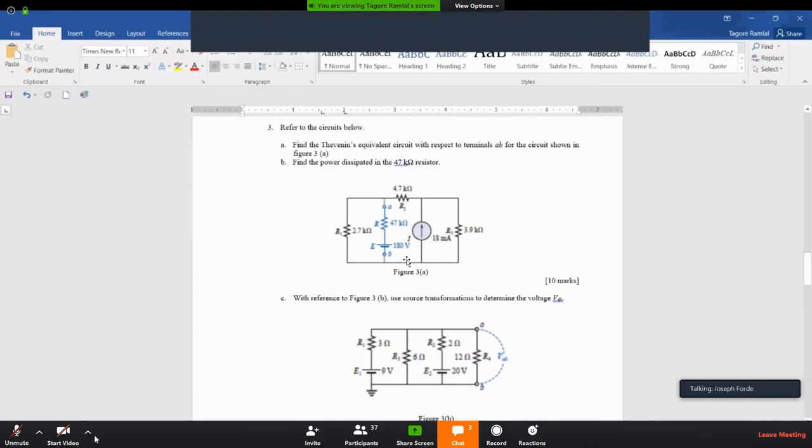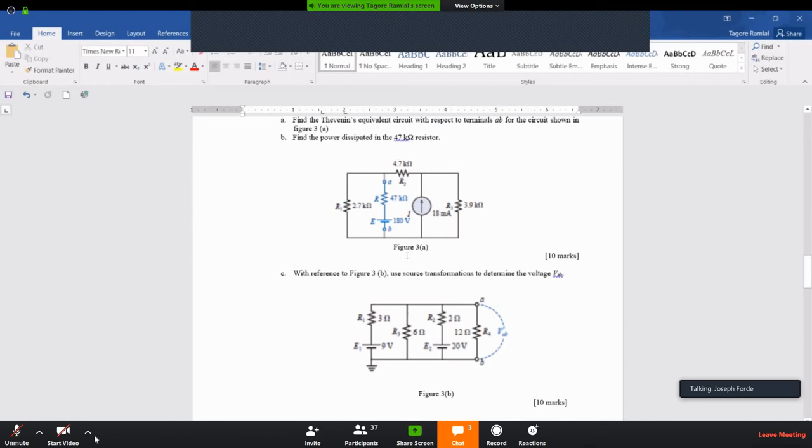So when you're finding the RTH, R2 plus R3 will be in parallel with R1, right? But when you plug back in the current source, you're not computing resistance again. All you want to do is to find the voltage existing between the terminals A and B. Just run Multisim one more time to get the power dissipated by the 47K.